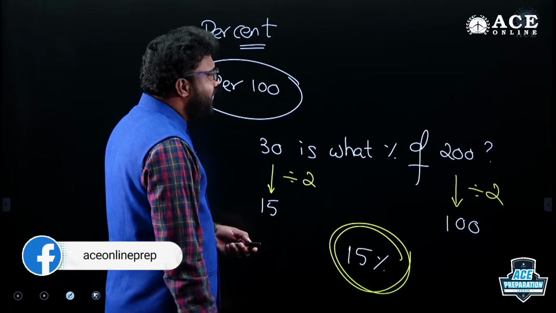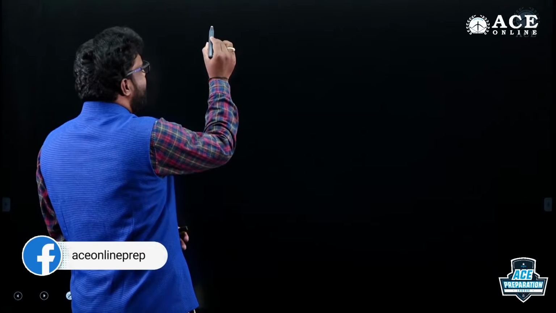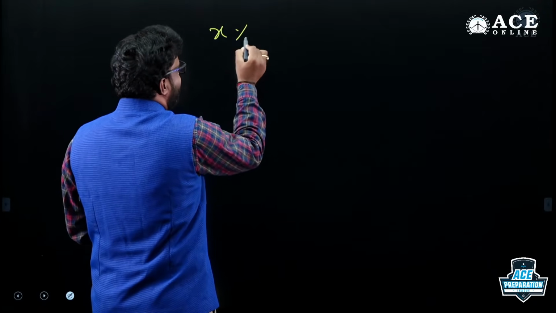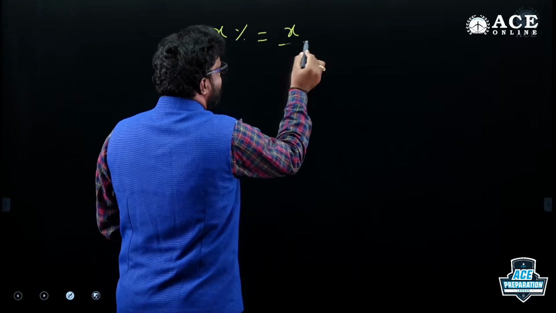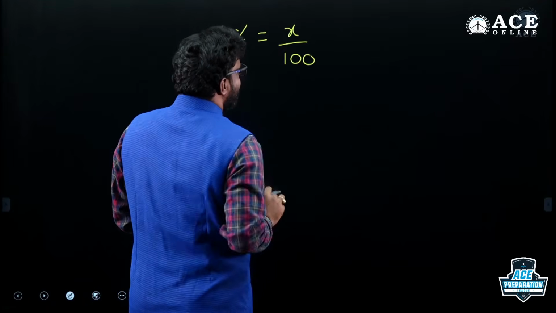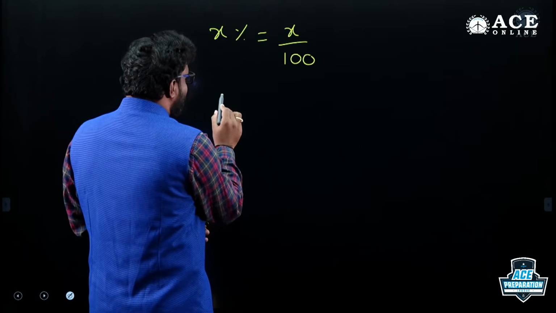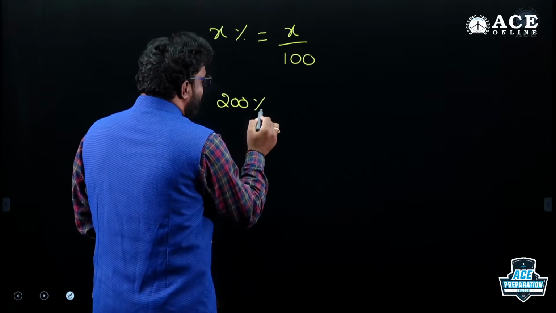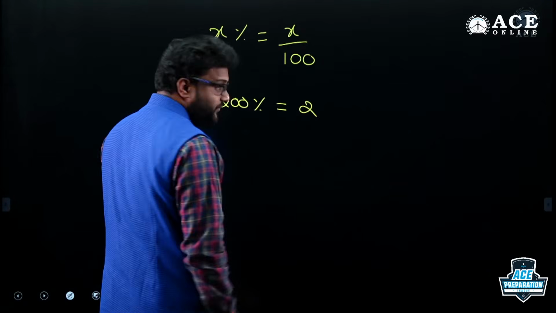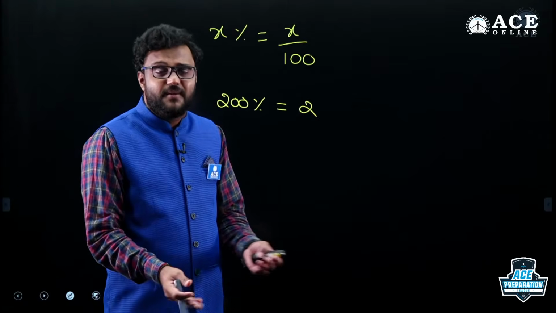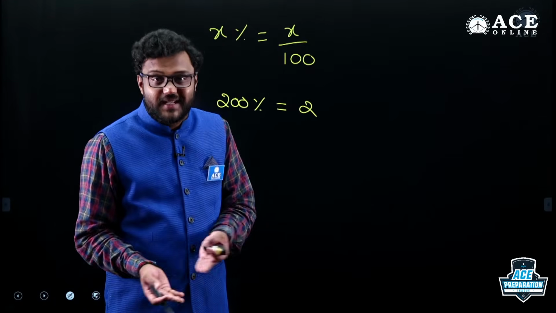And the next very important thing: whenever you have a percentage, you have to convert it into a fraction. X percent is nothing but x by 100. It may be a fraction or an integer. For example, you may have 200% as well. 200% means nothing but 2. Don't think the maximum is 100%. You may get 2000 percentage as well.